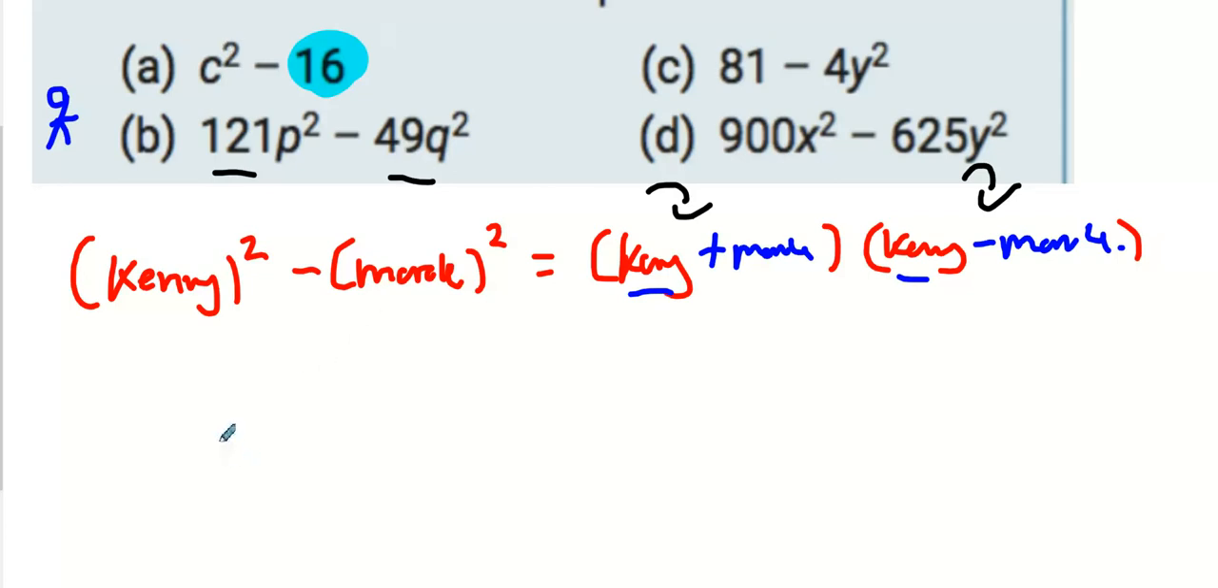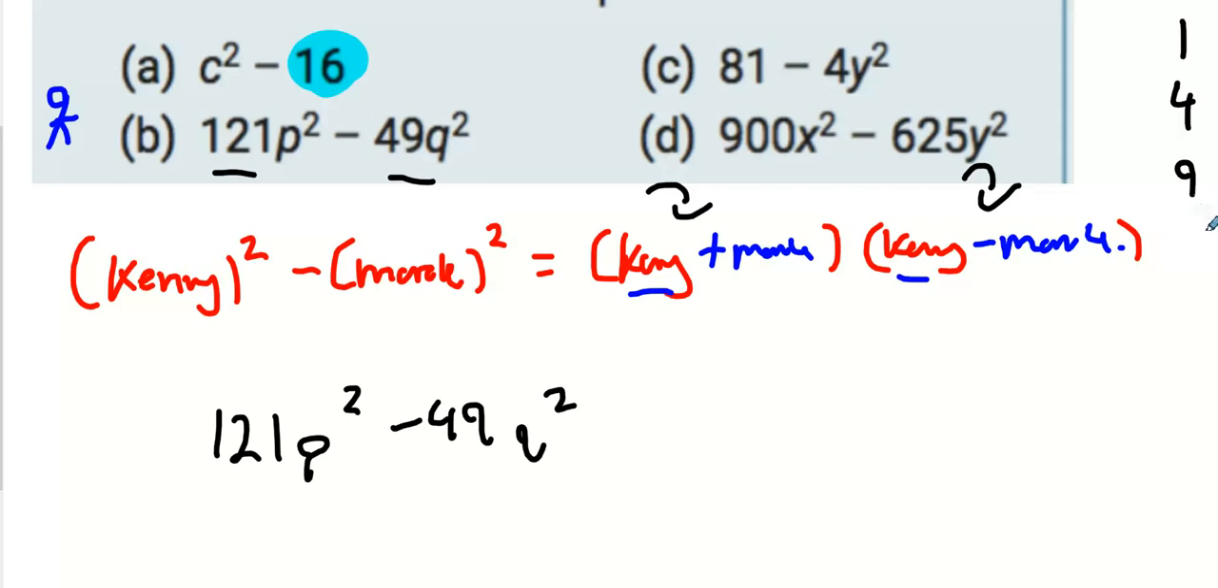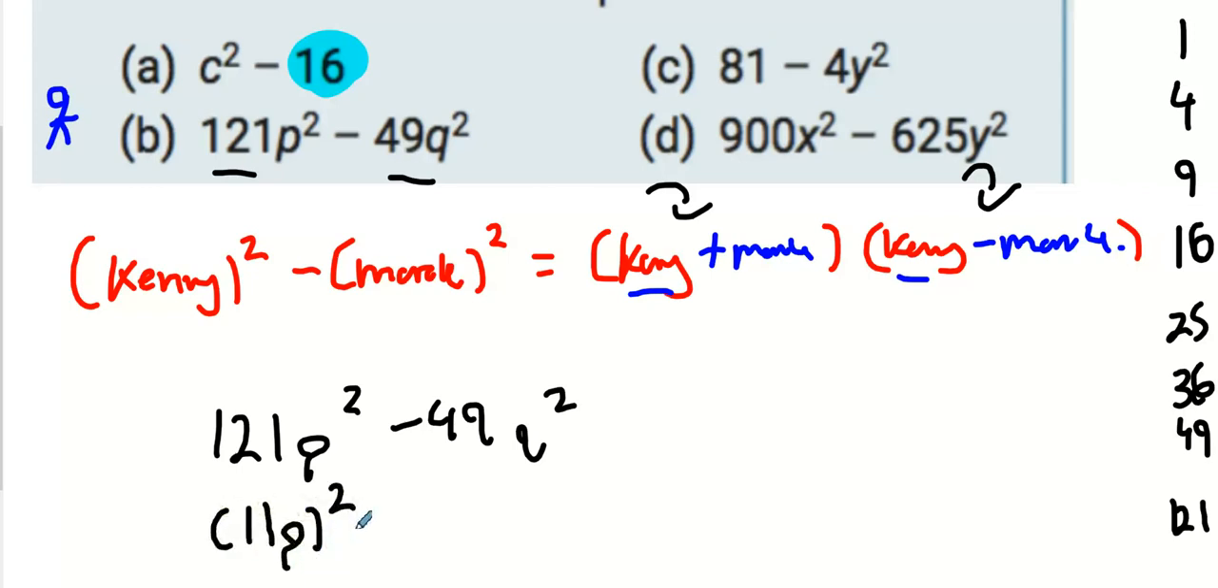Ready for this, lads? 121 minus 49. Now, I would have taught you this at the time. Ready? What's 1 times 1? 2 times 2? 3 times 3? 4 times 4? 25, 36, all the way down to 121. What is 121? 11 times 11. So believe it or not, it's 11p multiplied by 11p. What's 49q squared? 7q multiplied by 7q. Is that okay with you guys?